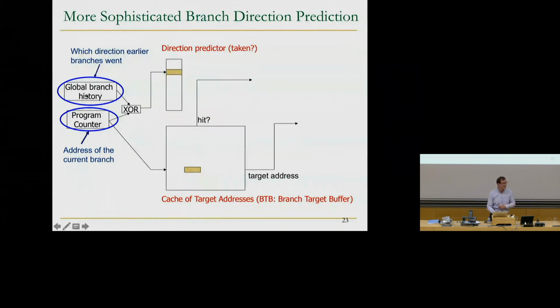We're going to use other stuff to guess what the direction is. For example, we're going to look at what direction other branches went to. This is called global branch history. And it's going to make sense when we discuss it, because there's correlation between where the different branches go because of the code structures.